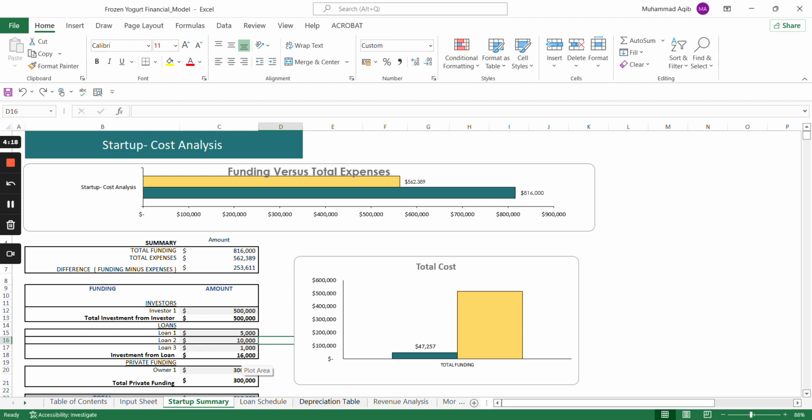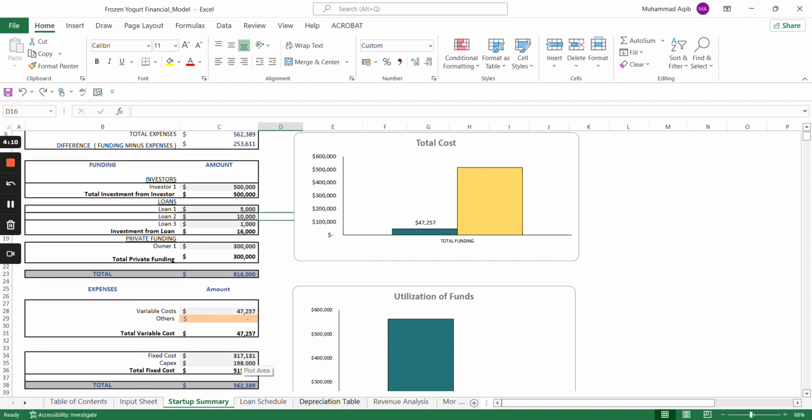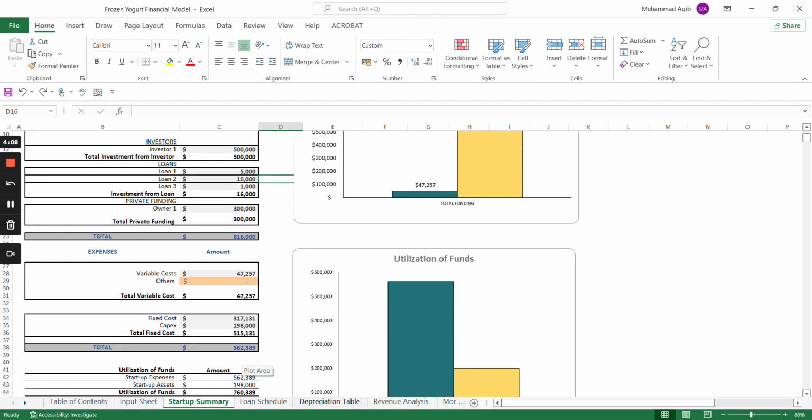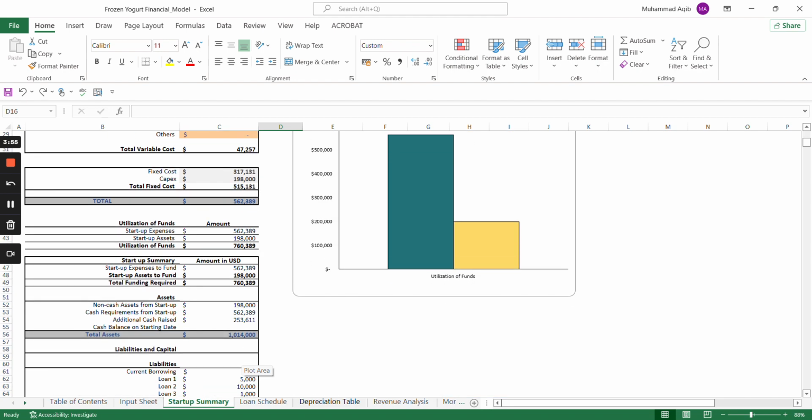Moving on to the startup summary includes various aspects such as funding against the total expenses incurred by the business, as well as different costs such as variable and fixed costs. This will allow the business to identify its costs in the long run and to reduce them accordingly to improve the profitability of the business. Moving on, this also includes the startup requirement of assets and the capital that will be needed.